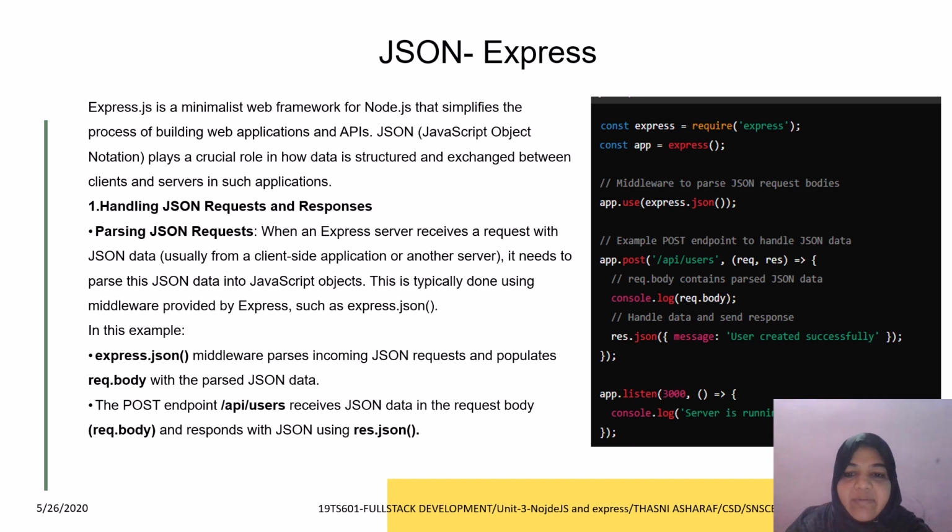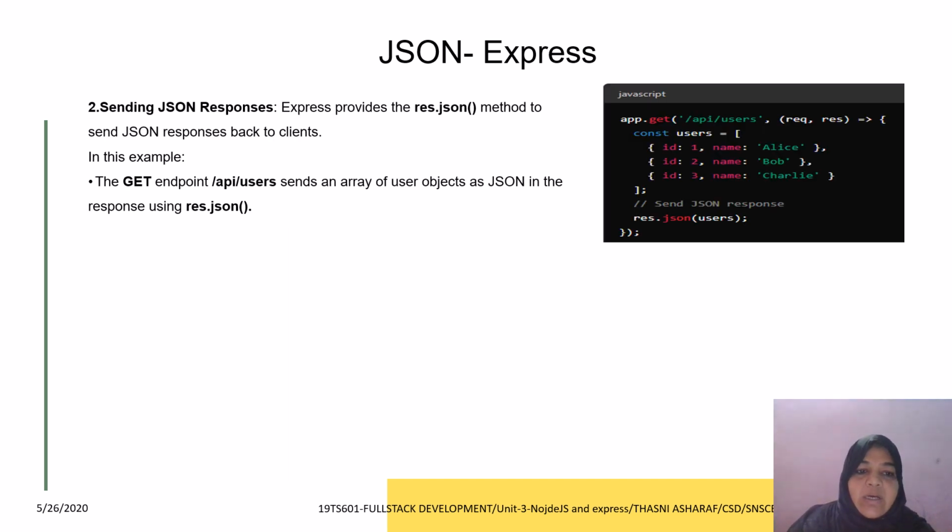So in this example, we are going to parse the JSON request bodies through the middleware using app.use, which is express.json. The POST endpoint /api/users receives JSON data in the request body, and responds with JSON using res.json. Okay. And next, first we have seen the JSON parsing; next one, sending JSON response.